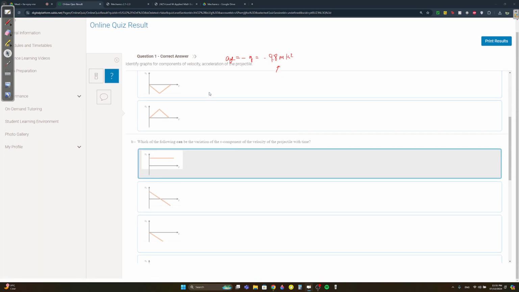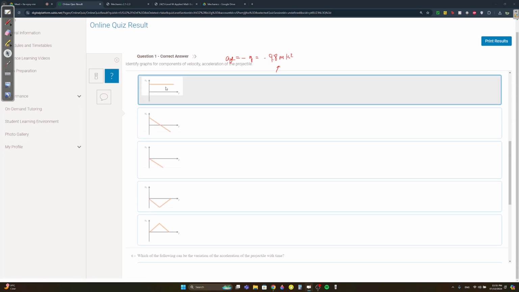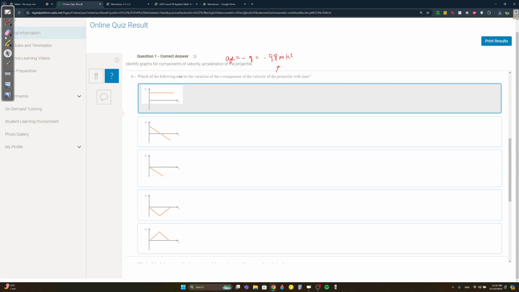Part B: which of the following can be the variation of the x component of the velocity with respect to time? We know that the velocity Vx is equal to V node cosine theta, right? And it stays constant. Vx is constant in projectile motion, right? So it stays positive.